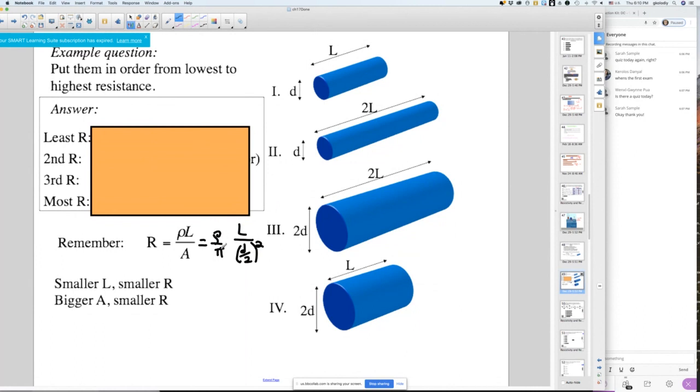So basically, to put these in order from smallest resistance to largest, all we have to do is look at this. Let me erase this since we don't have to worry about it. So this is all we're going to look at. For example, let's do that for this first wire. R here is going to be proportional to L divided by d over 2 squared. That means d squared over 4. So this would be 4L over d squared.